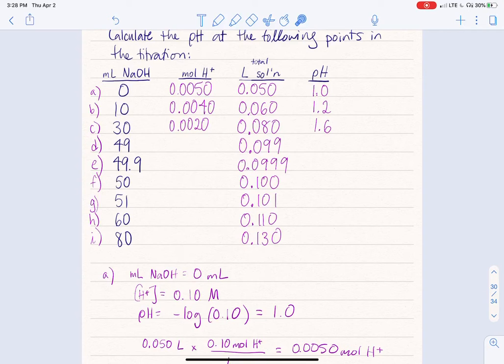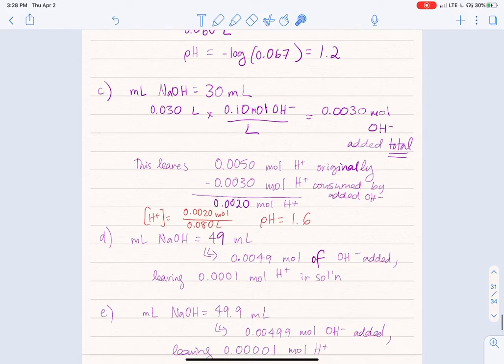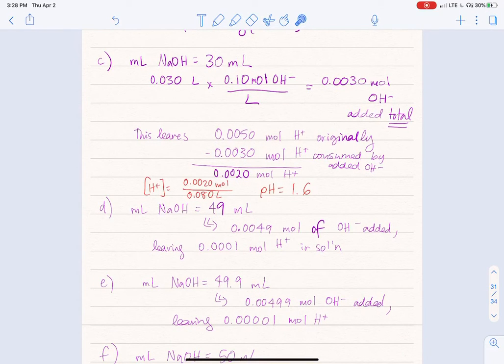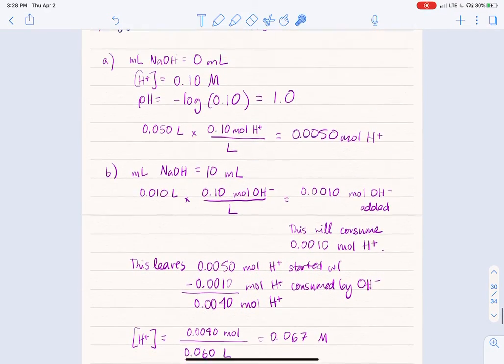So now I want to figure out what the pH is once I've added 49 milliliters of 0.1 molar sodium hydroxide to my analyte. So it's a similar calculation to what we did before. The 49 milliliters multiplied by that 0.1 molar concentration tells me that I've added 0.0049 moles of hydroxide total. If I subtract that from the number of moles of protons that I had originally, that tells me that I'm left with only 0.0001 moles of protons in the solution now. So you can start to see a pattern here.